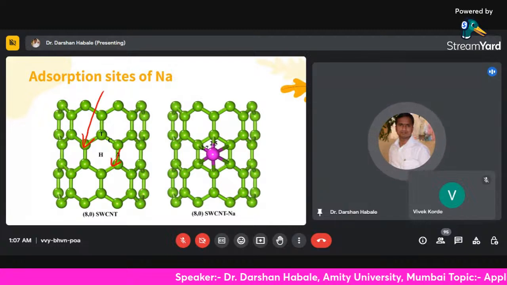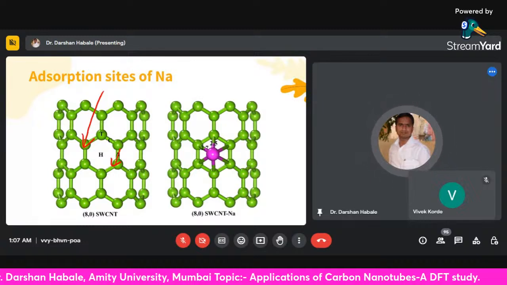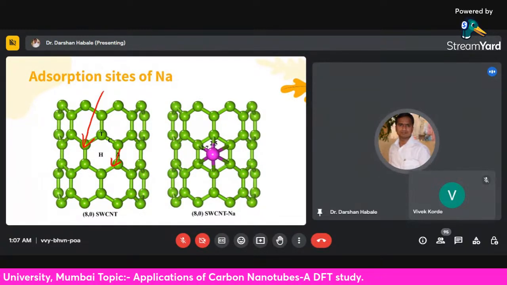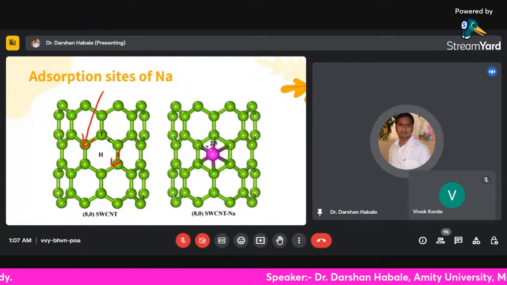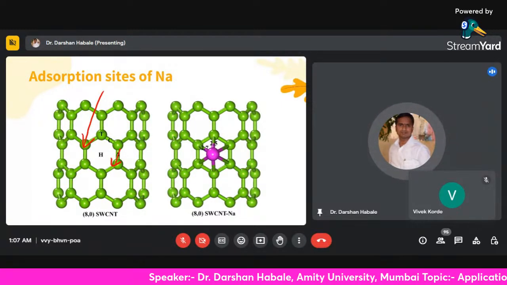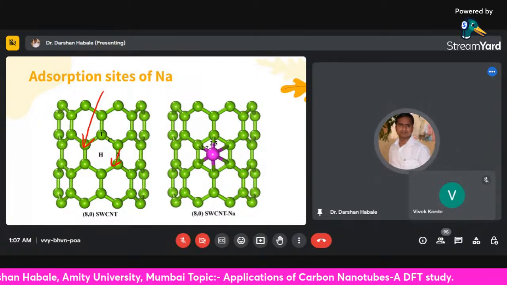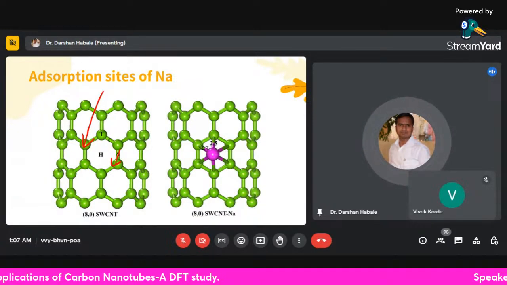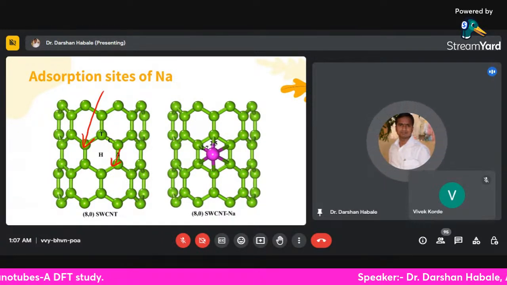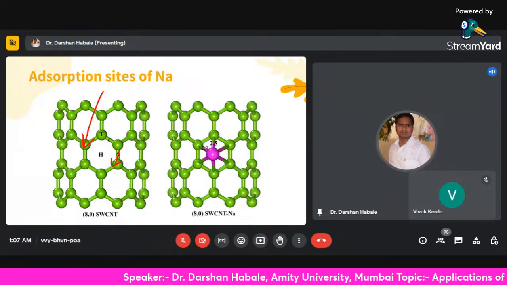So we tested T, C, A, and H, four possibilities, and the H site, the structure shown in the second diagram, is found to be the most stable. Most stable means that out of these four, the binding energy is found to be minimum. Whenever the atom is in the ground state, the energy is minimum, so we can say this is the most stable structure. So out of these four, the sodium atom placed at the hollow position, on top of the center of the hexagon, is found to be the most stable structure.